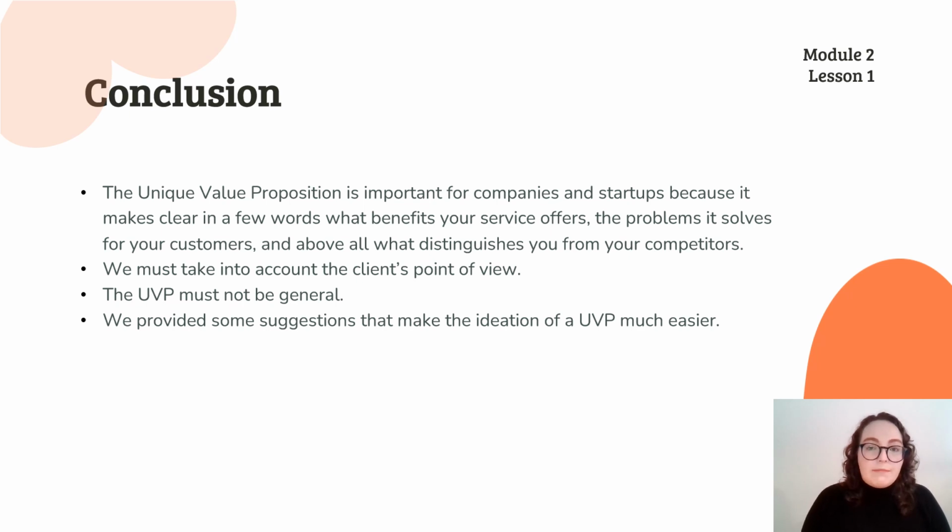To conclude this lesson, let's summarize the content we have covered. The unique value proposition is important for companies, startups, and social enterprises because it clarifies, in a few words, what benefits your product or service offers, the problem it solves for your customers, and above all, what distinguishes you from your competitors. The customer's point of view must be taken into account, and the UVP must not be generic, which is something we looked at. We also looked at creating and identifying your UVPs and ways to make it easier to do so.